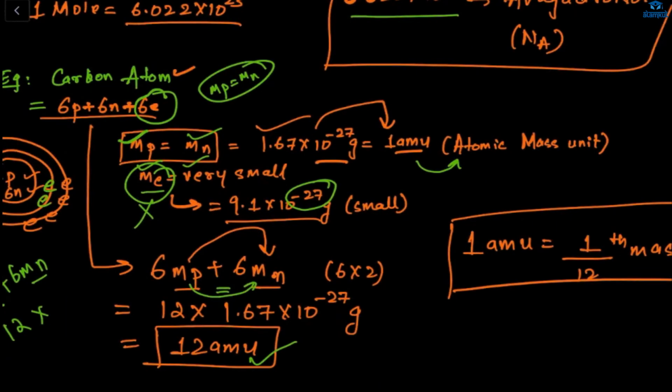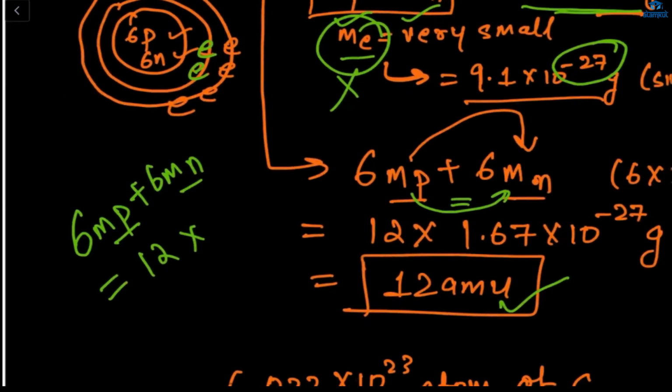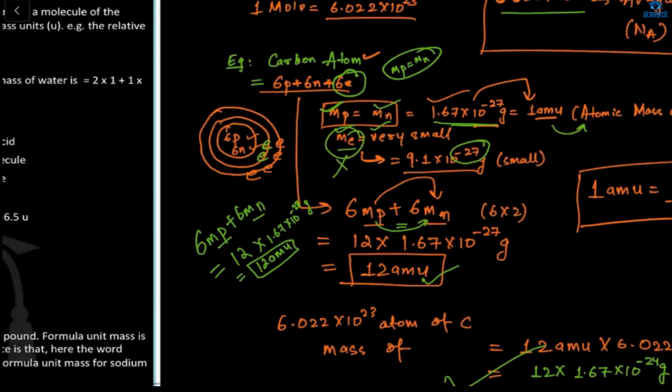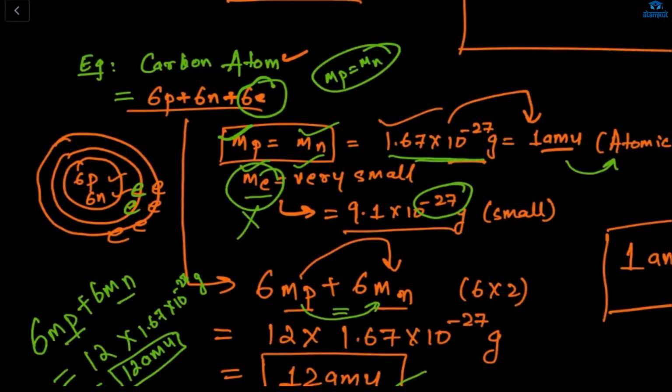See, mass of proton and mass of neutron is this much, 1.67 into 10 to the power minus 27. So I will multiply this 12 with 1.67 into 10 to the power minus 27 gram, which will be 12 AMU. And what is AMU? AMU is your atomic mass unit. Okay, understood this part, why we are not considering the mass of electron and why we are considering the mass of proton? Yes, ma'am.